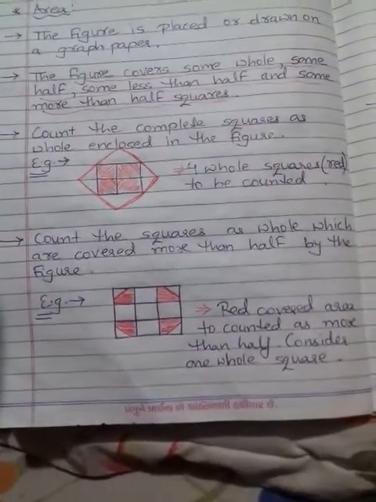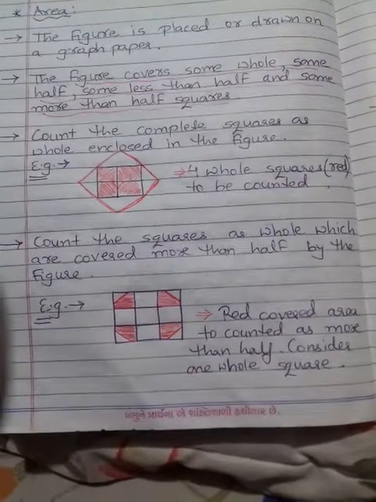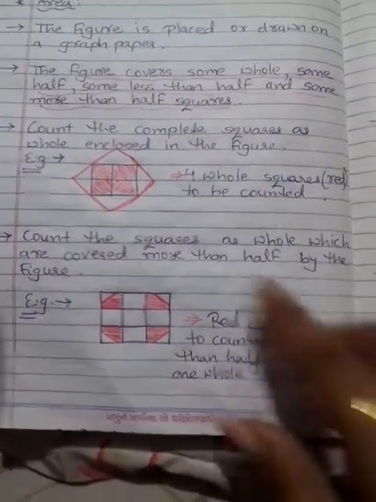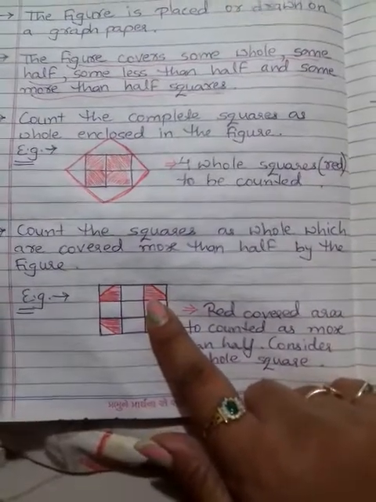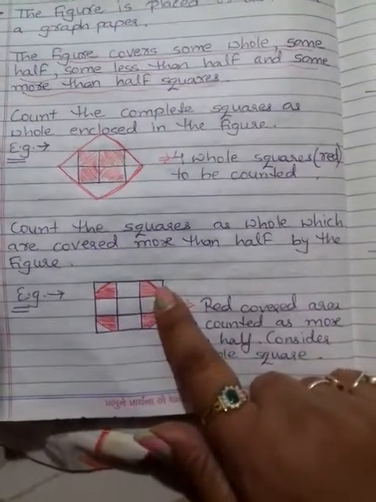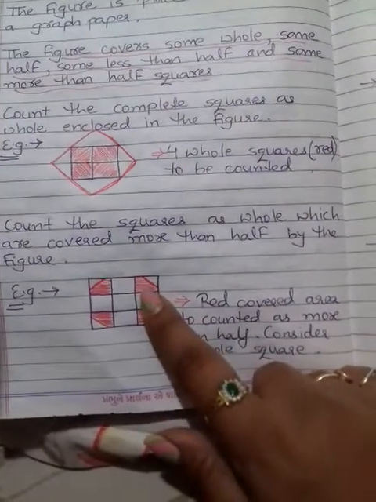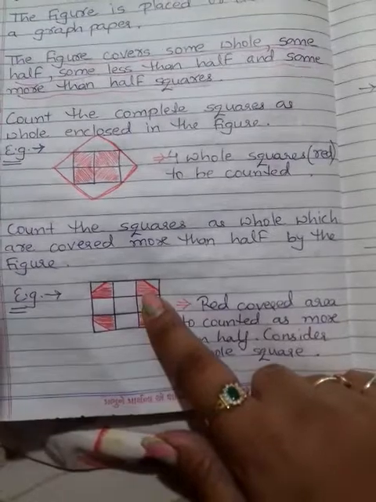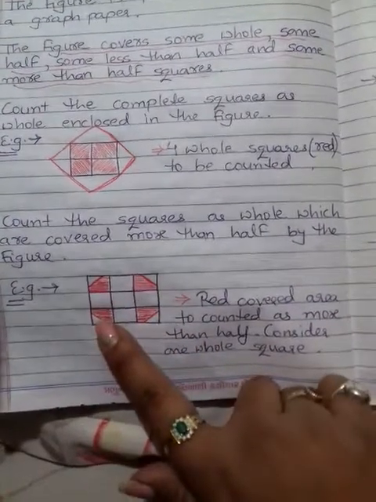Second point, count the squares as whole which are covered more than half by the figure. Again you can see this, the red covered area is maximum in a square, and there is a small amount of white space remaining here. So this is more than half. So you will consider this as one full square or one whole square.